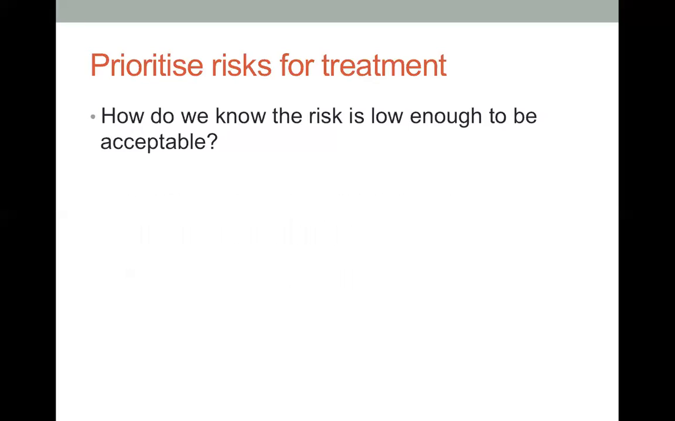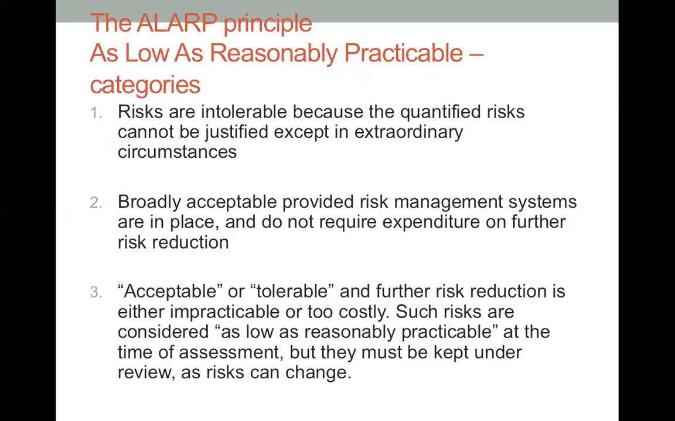Now, how do we know the risk is low enough to be acceptable or quite high to be rejected? So we need to consider moving on, for instance. Well, some experts suggest what they call the ALARP principle. It stands for as low as reasonably practicable, right? And it has three categories of risks.